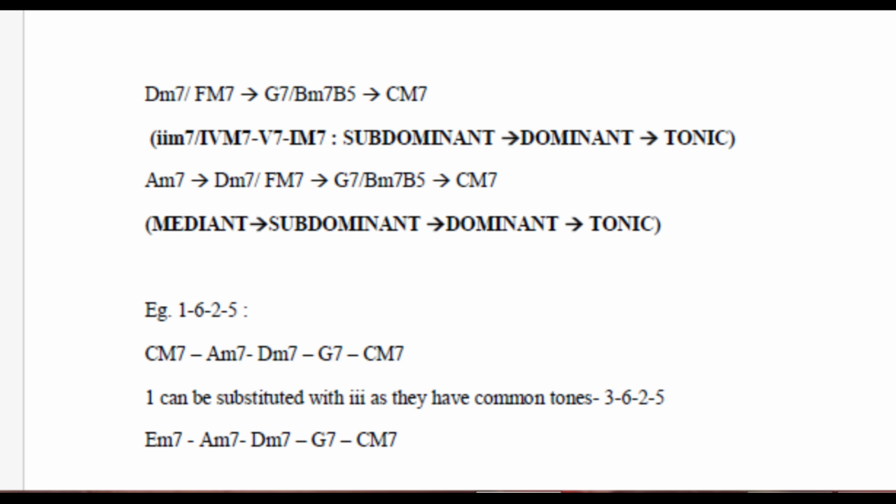So overall we have 3 commonly used chord progressions with functional harmony. One is a 2-5-1, then we have a 1-6-2-5, and then we have a 3-6-2-5 chord progression. These chords can also be analyzed as movements in fifths, intervals of fifths.